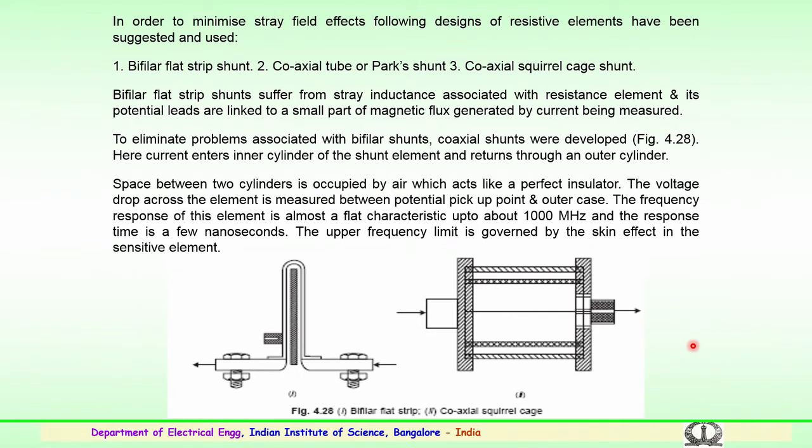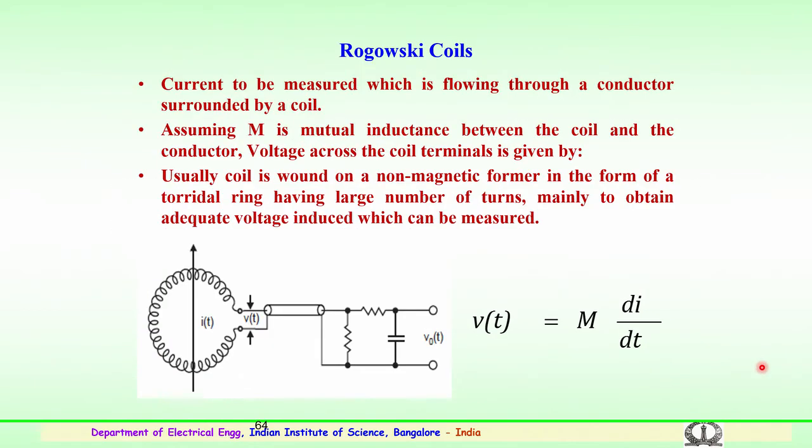The upper frequency limit is governed by the skin effect on the sensitive element. One of the important measurement devices used for high currents is the Rogowski coil. The Rogowski coil is used for current measurements. The current to be measured is flowing through a conductor which is surrounded by this coil. The current which is flowing in it can be measured with the help of the Rogowski coil.